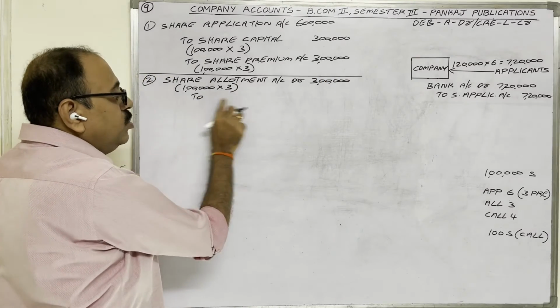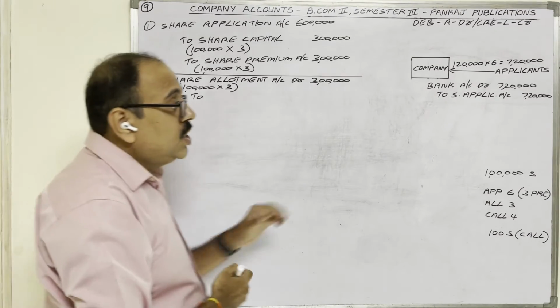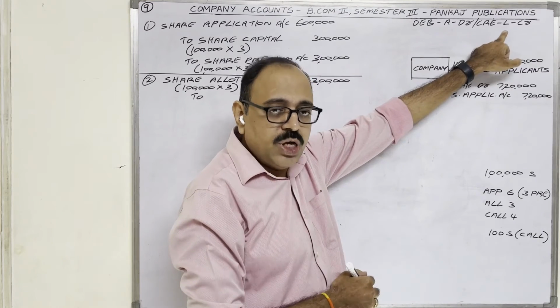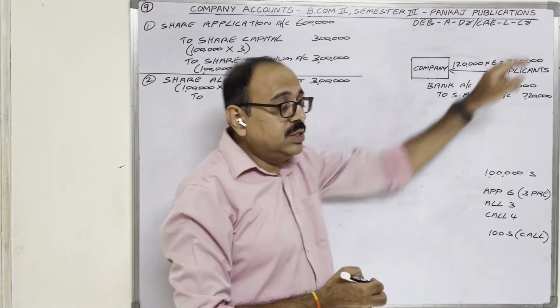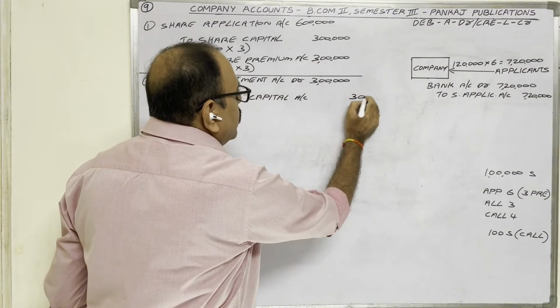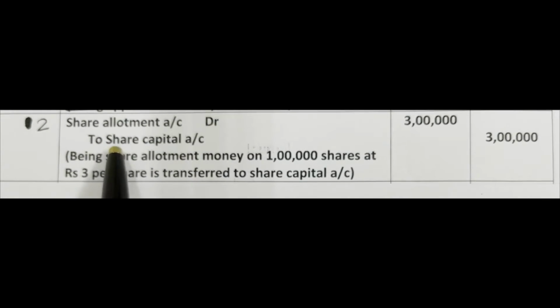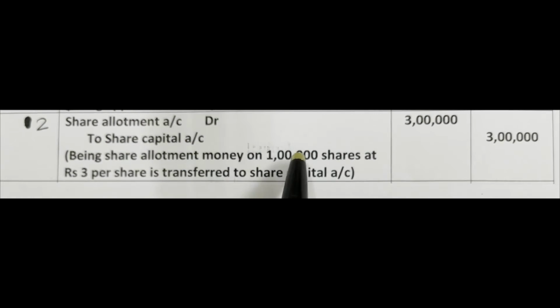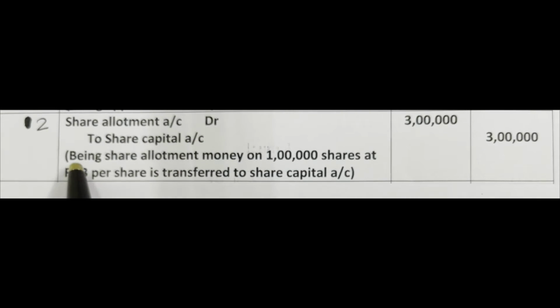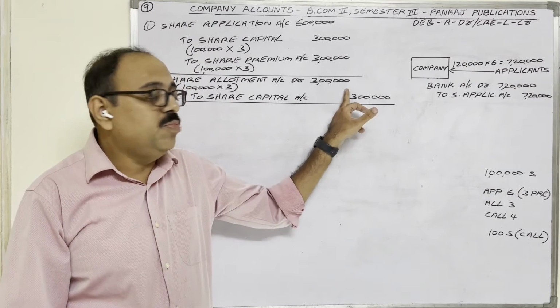To share capital account. Allotment money we are transferring to share capital. Share capital is also a liability because in future the company should return this capital money to shareholders. Liability shows a credit balance. Therefore, we have to credit share capital account. Amount same, 3 lakh rupees. Second entry, share allotment account to share capital account. Narration: on 1 lakh shares at the rate of 3 rupees each, allotment money 3 lakh should come. That amount we are transferring to share capital. Being share allotment money on 1 lakh shares at 3 rupees per share is transferred to share capital account.